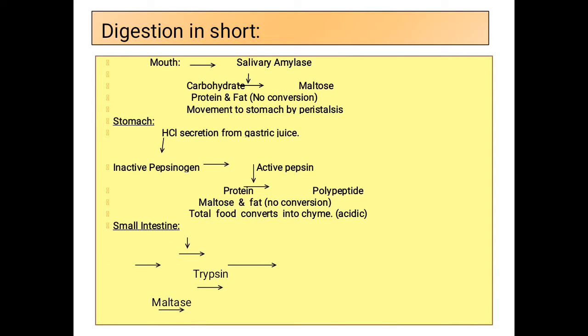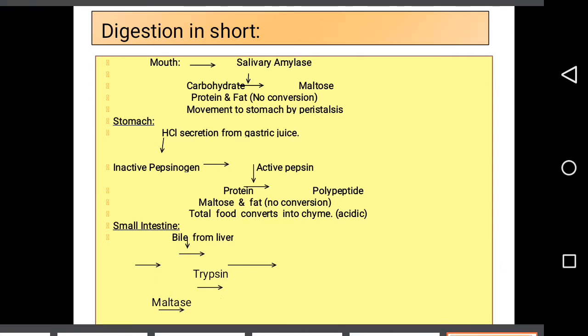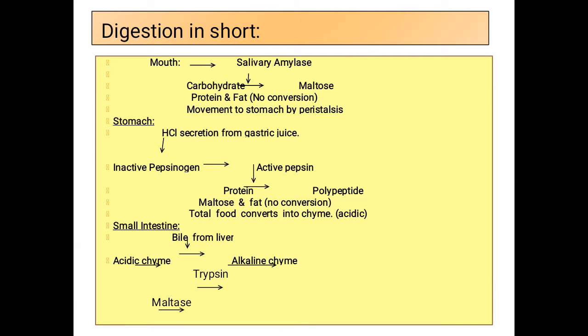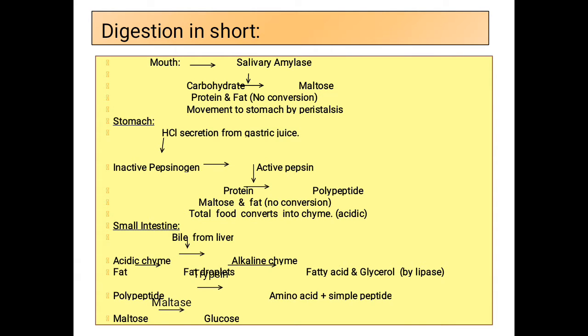Now when it reaches the small intestine, bile comes from the gallbladder, which is secreted from the liver, and it neutralizes the acidic chyme. Then the enzymes: lipase breaks down fat into fatty acid and glycerol, trypsin breaks polypeptide into amino acids and simple peptides, and finally maltase converts maltose into glucose. So this is the review of digestion in short.